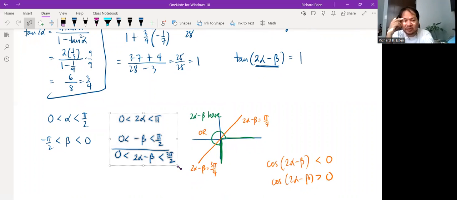Well, it is between 0 and 3 pi over 2. So that means it could be anywhere in quadrants 1, 2, and also 3. Now, given the fact that its tangent is equal to 1, there are two options. Either 2 alpha minus beta is pi over 4 or 3 pi over 4. So at this juncture, we haven't really proven yet. But it's these two candidates.